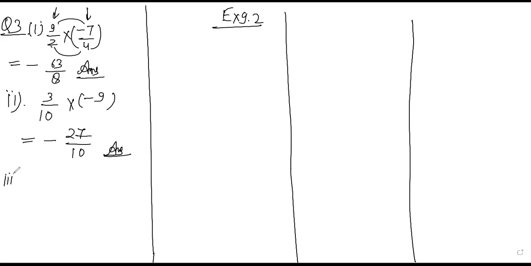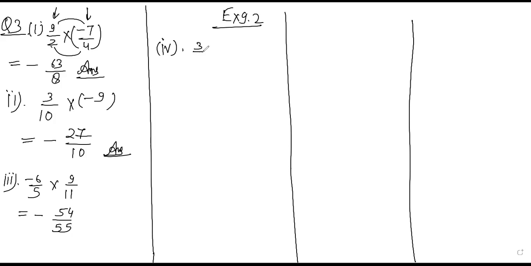And the third part: minus 6 upon 5 into 9 upon 11. Nothing will cancel out with the common table, so just multiply. You know that this is a negative rational number and this is positive, so the answer is negative. 9 sixes are 54, 11 fives are 55. This is the answer.